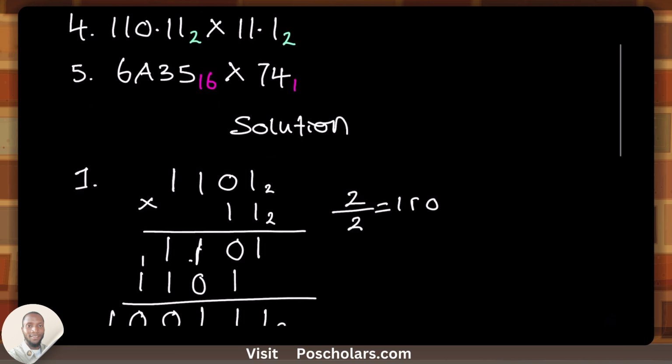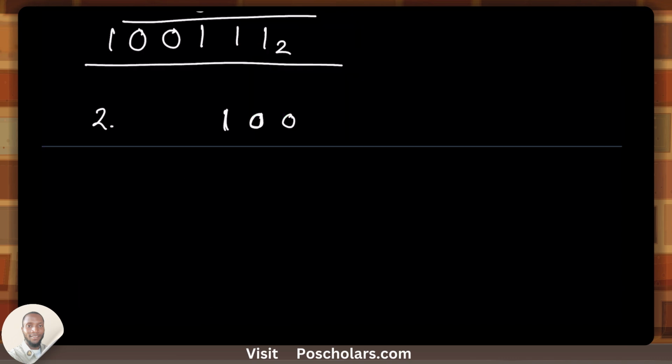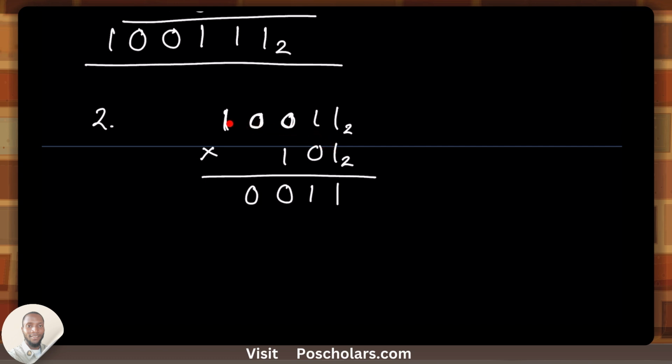Next, question 2. Question 2 says 10011 base 2 times 101 base 2. 10011 multiplied by 101, all in base 2 multiplication. Now let's start. 1 times 1, 1. 1 times 1, 1. 1 times 0, 0. 1 times 0, 0. 1 times 1, 1.